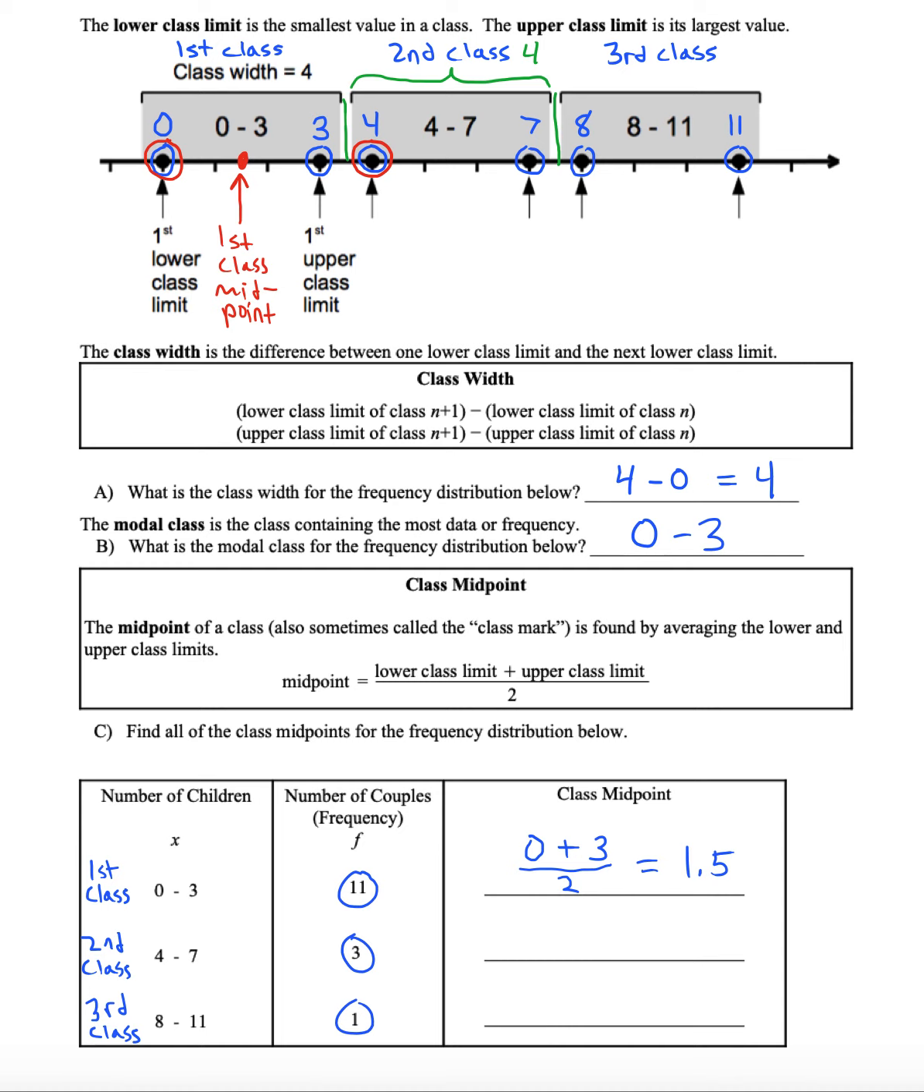You can go ahead for yourself and find the other midpoints, and then I'll give my answers. All right, so the other calculations would be 4 plus 7 over 2, which makes 5.5. And then we need 8 plus 11 over 2, making 9.5. On our graph, we'll find those midpoints right here and here.